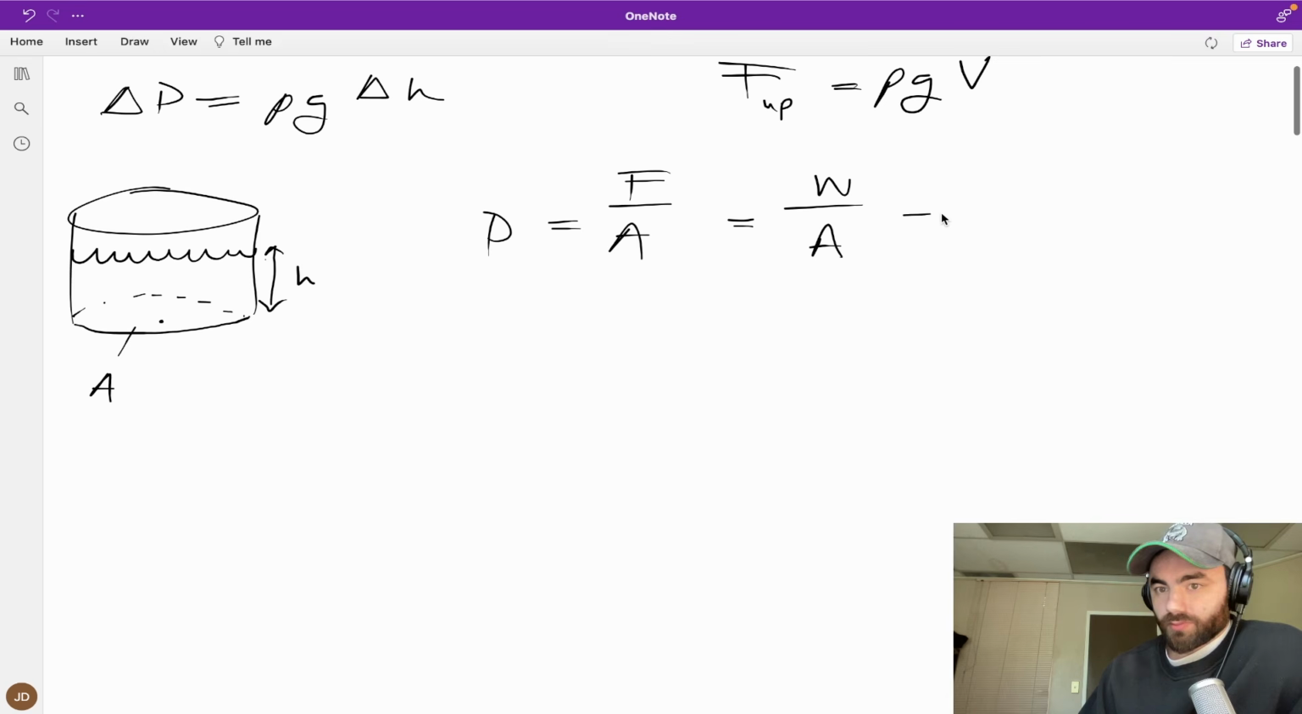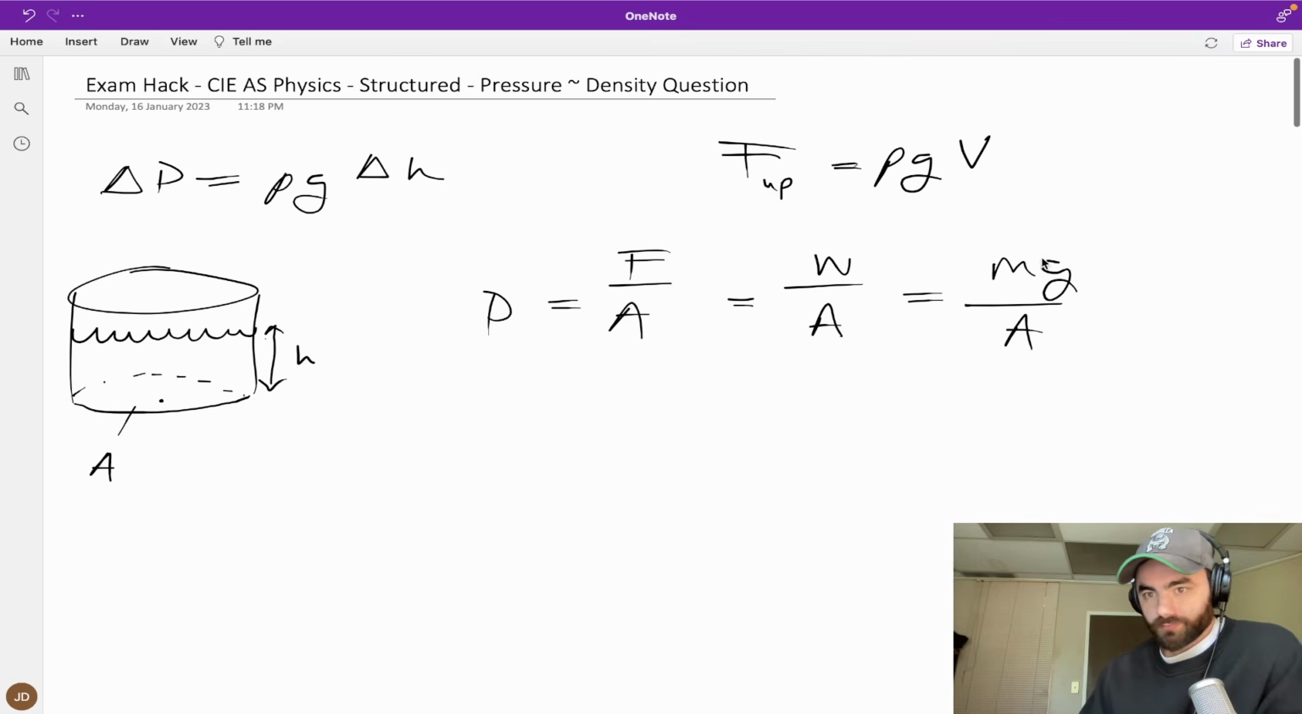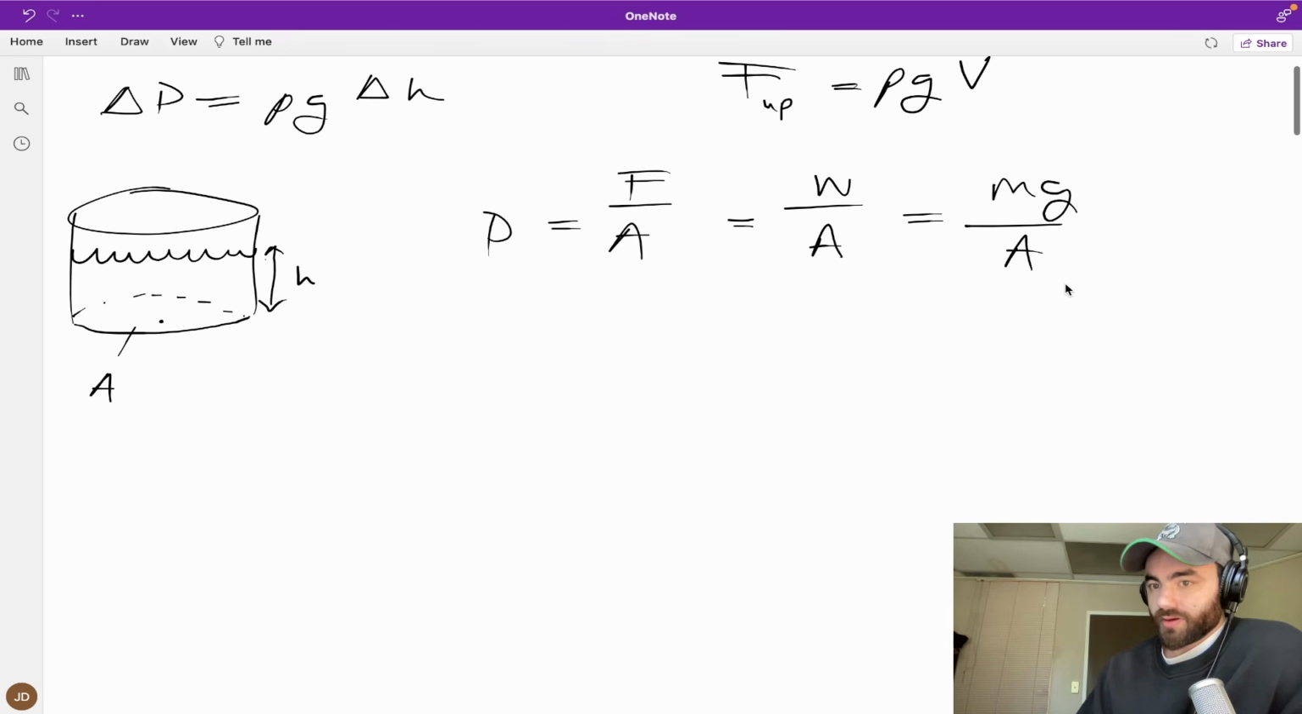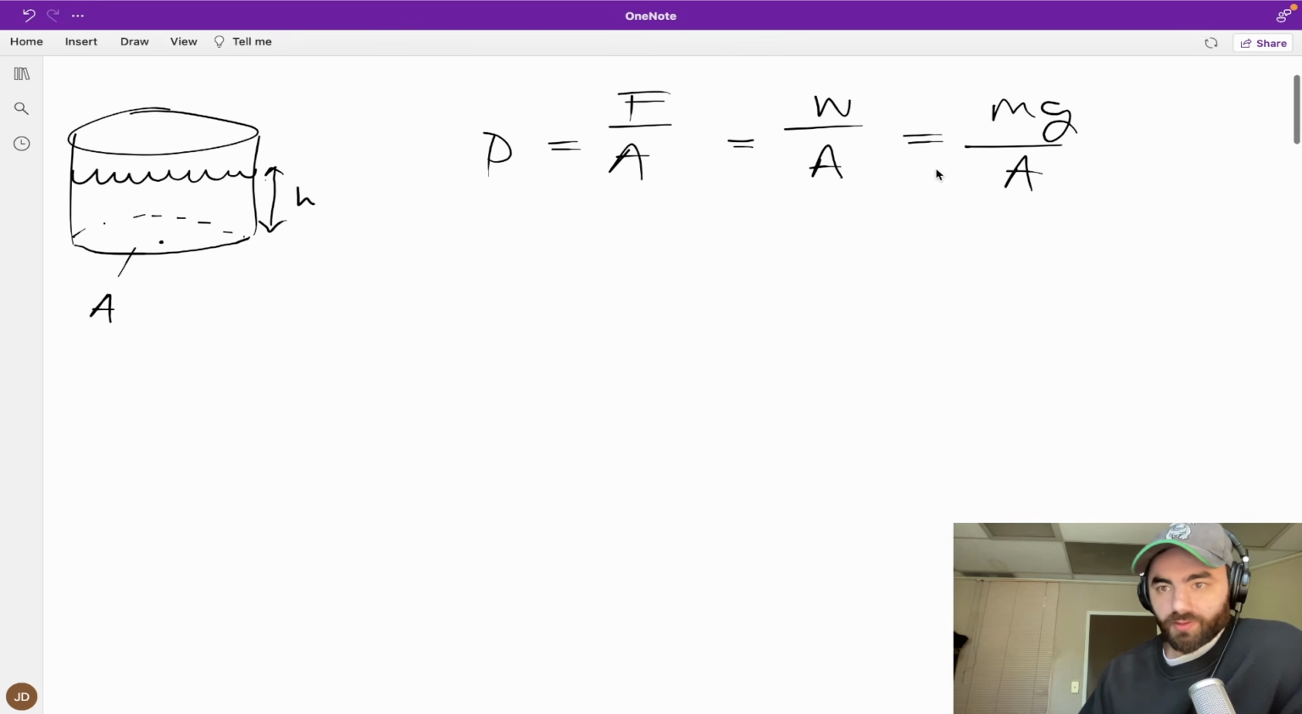And what is weight? Weight is mass times gravity, over A. And so the mass of the water times the gravity. How would we find the mass of the water? We're trying to get this. We know that rho, the density of the water, equals the mass of the water divided by the volume. Therefore the mass of the water equals rho V.